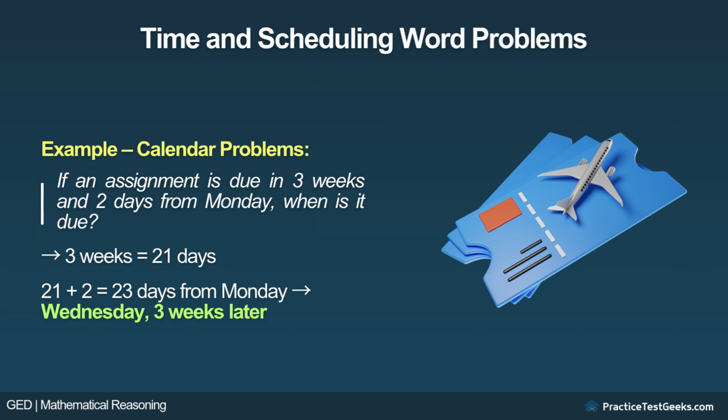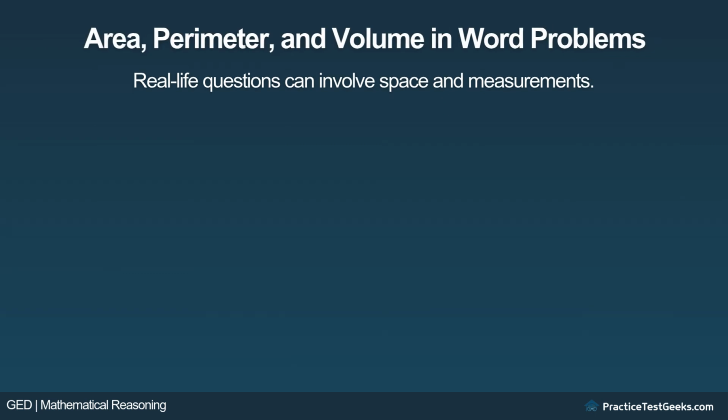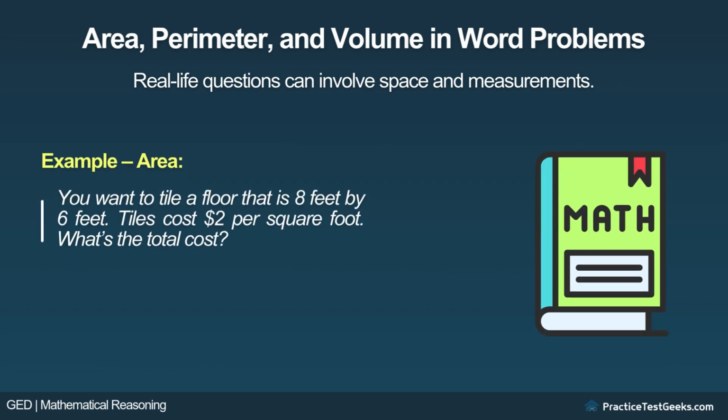or weeks and days. Many real-life math questions involve measuring space, like the size of a room or the amount something can hold. These are called geometry word problems. Example: area. You want to tile a floor that's 8 feet long and 6 feet wide. Each tile costs $2 per square foot. What's the total cost? First, calculate the area. 8 times 6 equals 48 square feet. Now, multiply by the price. 48 times $2 equals $96 total.